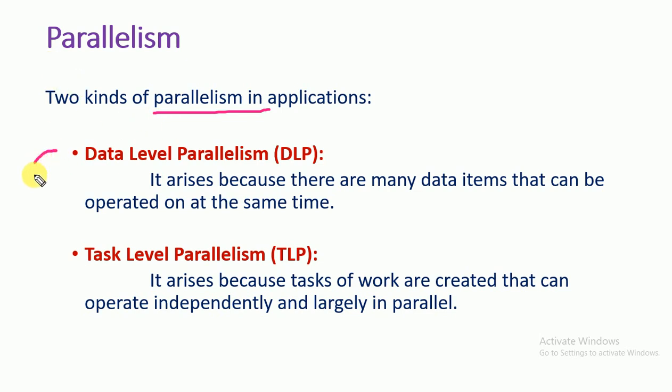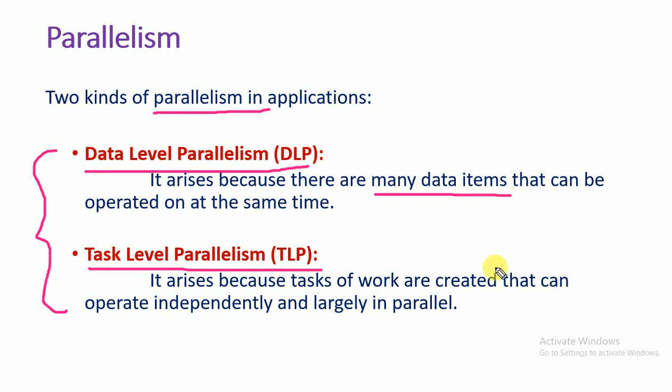So there are 2 categories of parallelism. One is called data level parallelism and the second one is called task level parallelism. Data level parallelism, or DLP, is when we are using many data items to be processed. For example, if I want to sort a very huge data, so the data is very large, in that situation we need to divide that data into subparts and process them. There we require data level parallelism.